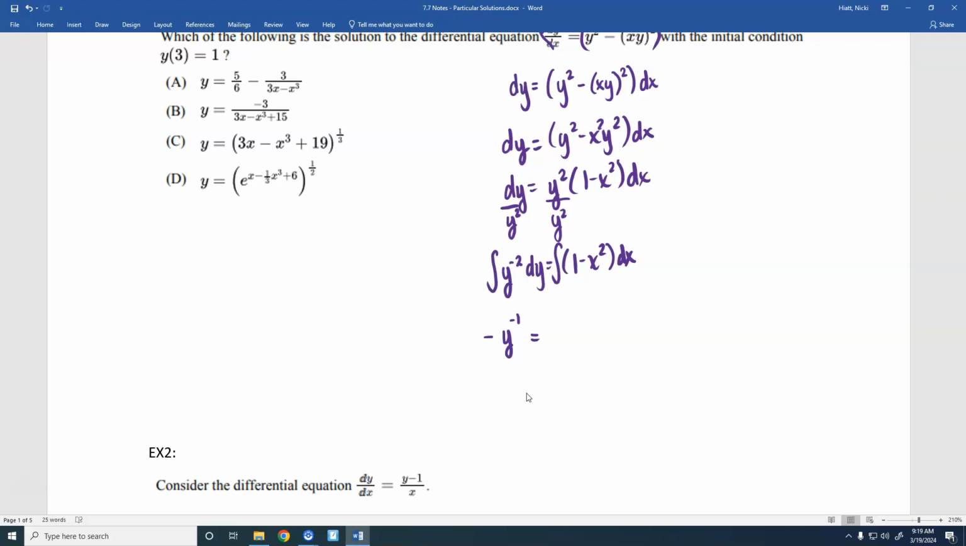On the right side, we'll get x minus, and then we'll get x to the third. We'll have a 1/3 right here. And what do I need with it? Plus c. If you don't put that plus c right there, right now, then you will not get full credit if this is a free response.